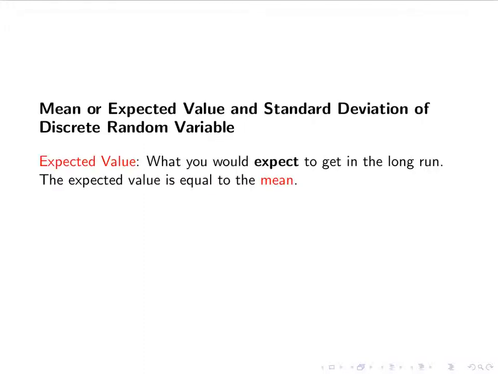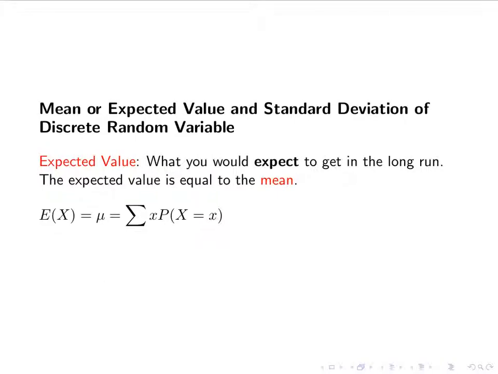Hello everyone. Today we're going to look at the mean, which is also called the expected value, and the standard deviation of discrete random variables. The expected value is what you would expect to get in the long run. And again, this is just another word that means the mean.